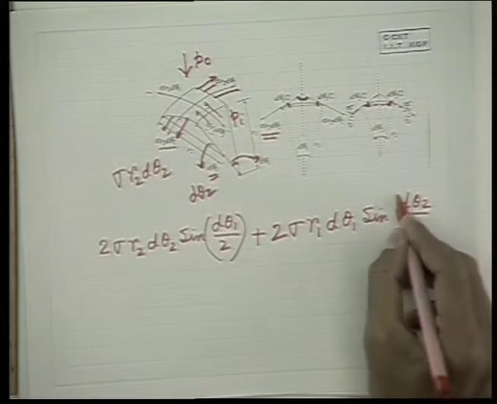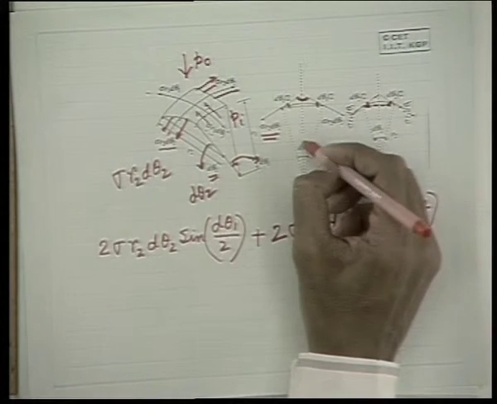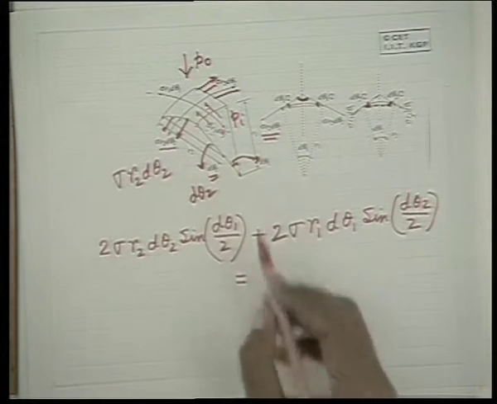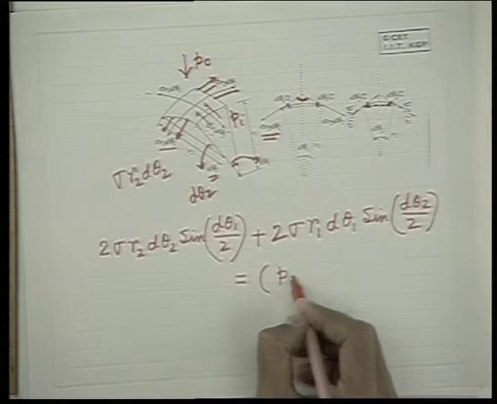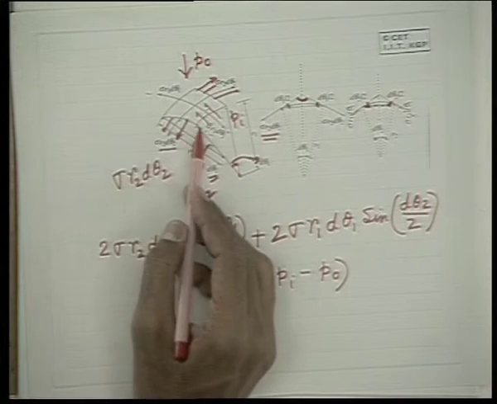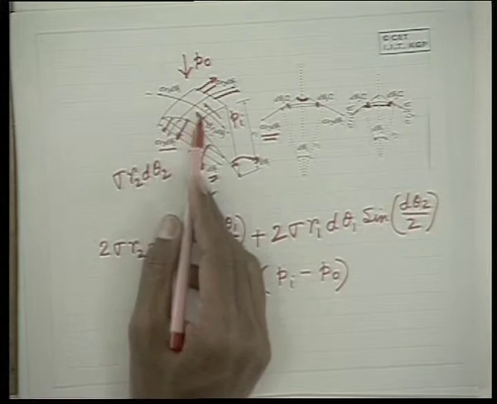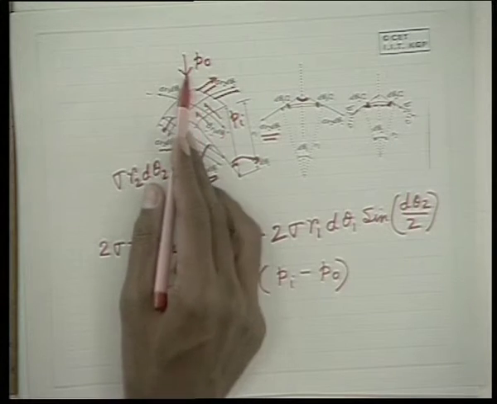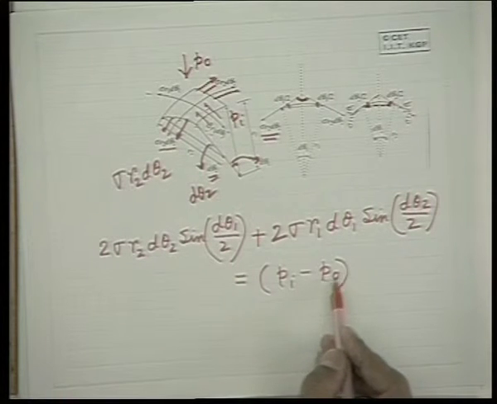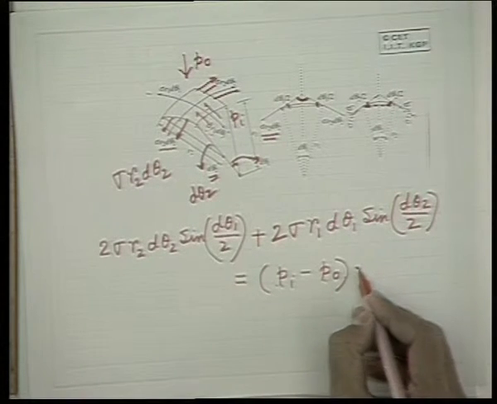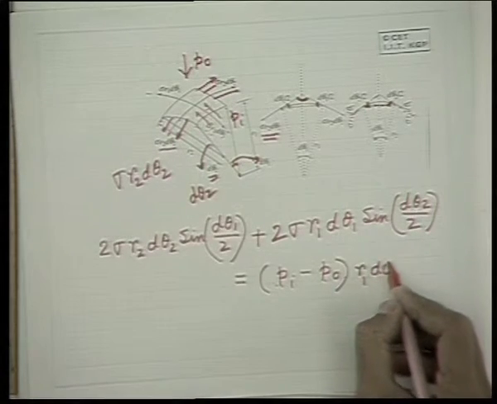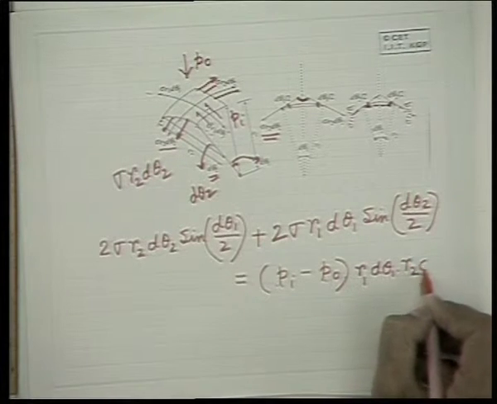And this net force in the downward direction will be balanced by the net pressure force in the upward direction. That means Pi minus P0 times the surface area over which the difference of pressure acts. Pressure force is the pressure times the surface area. So Pi into surface area minus P0 into surface area, Pi minus P0 into surface area, which is the product of these two lengths, that means R1 d theta 1 into R2 d theta 2.